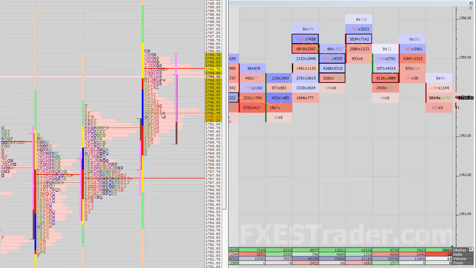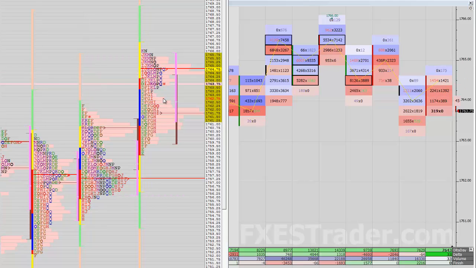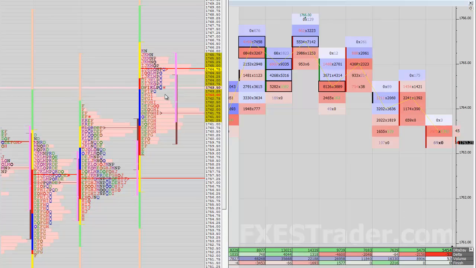And we had a couple of missing notches in the profile here. You can see that just got filled. And that popped us back up. So sort of building out again, another neutral day.